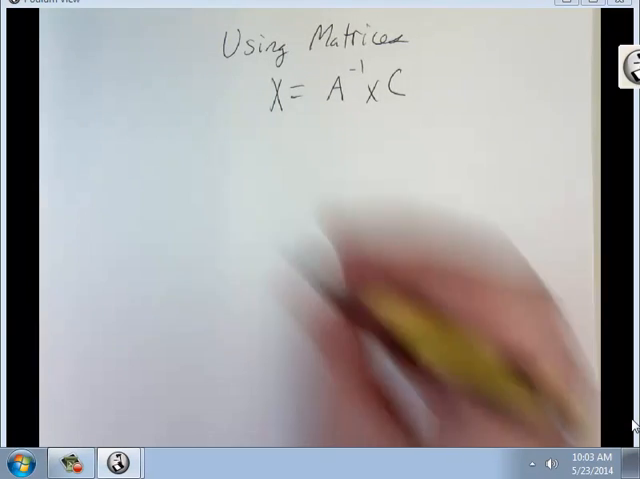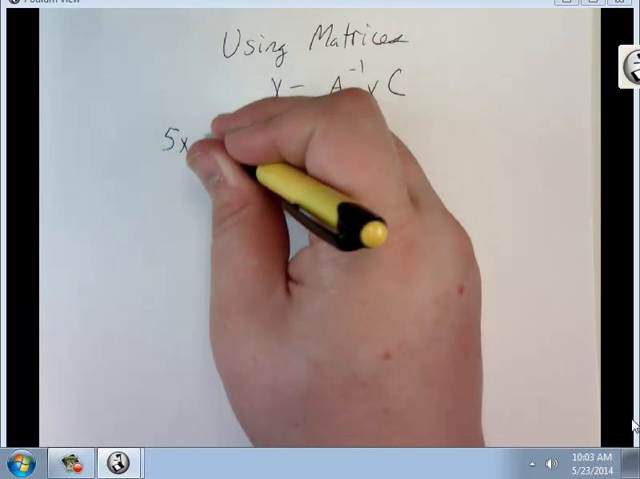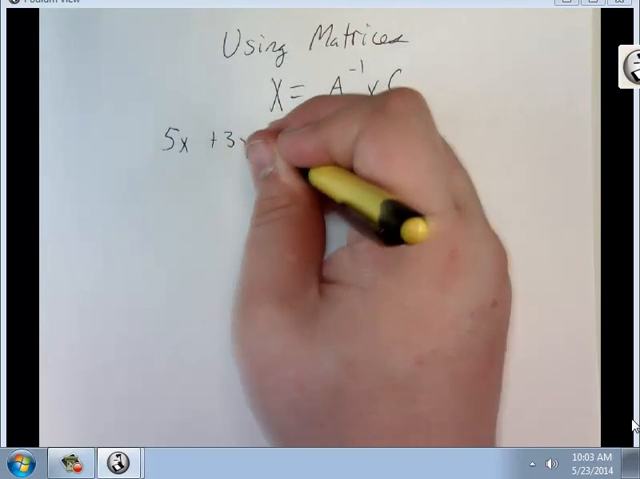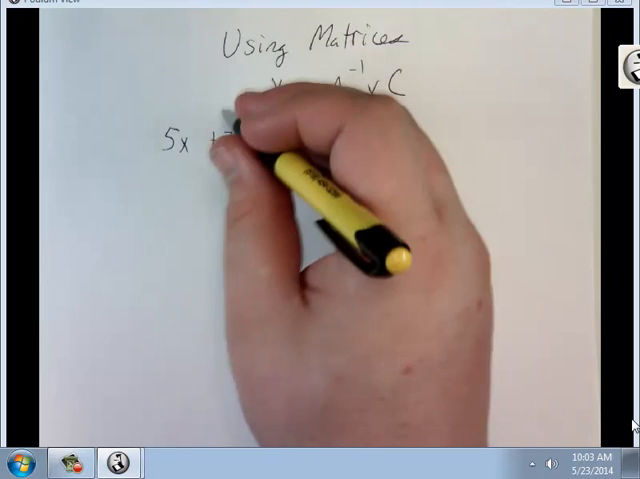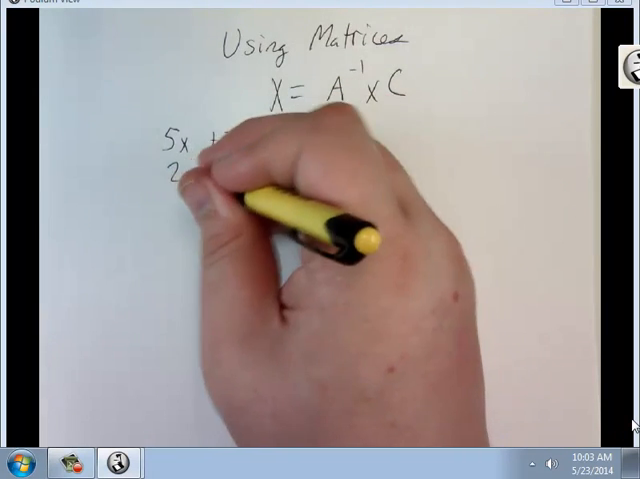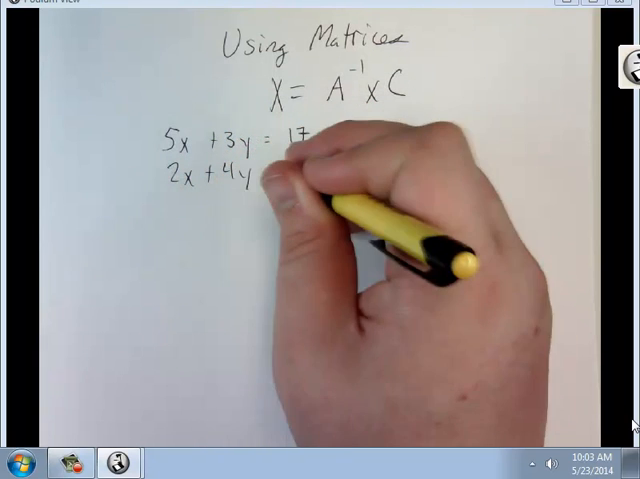So let's say we had 5x plus 3y equals 17, and 2x plus 4y equals 18.